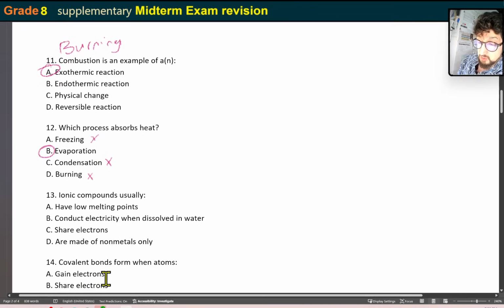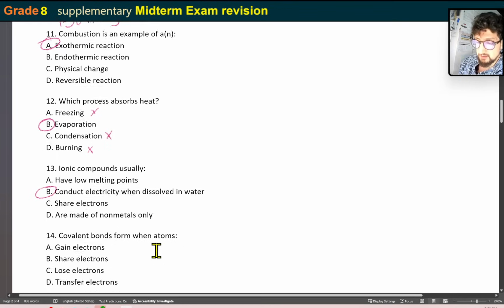Ionic compounds usually have low melting points? They have very high melting points. Conduct electricity when dissolved in water? Yes, they do, like salt. Share electrons? No, they don't. That's molecular compounds. Covalent compounds are made of nonmetals only. Absolutely not. So ionic compounds are made from metals and nonmetals.